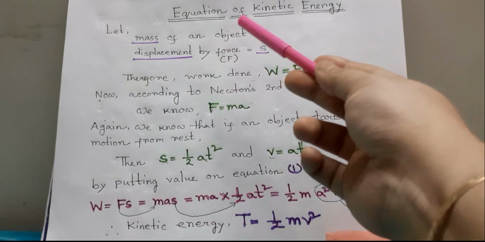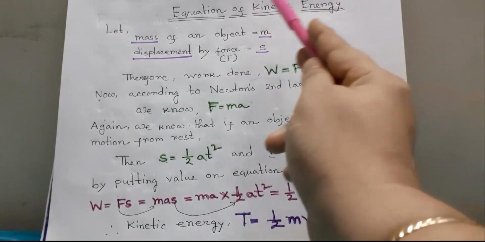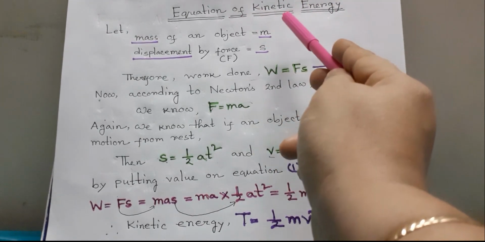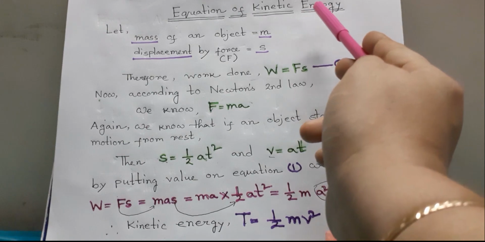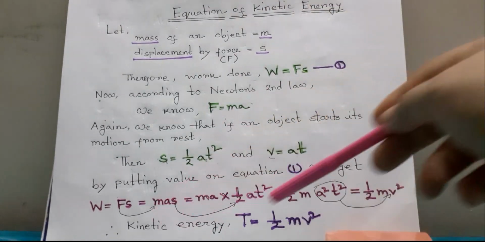Now I am going to discuss the equation of kinetic energy. We have already known that the energy obtained due to the motion of an object is called kinetic energy. So now I will explain the equation of kinetic energy.